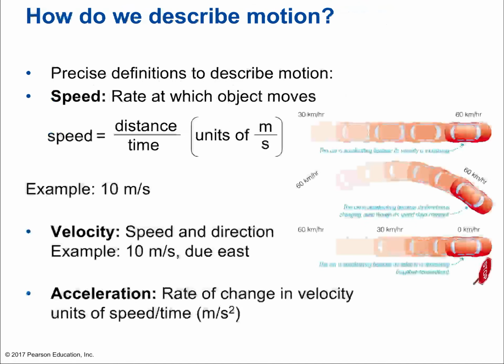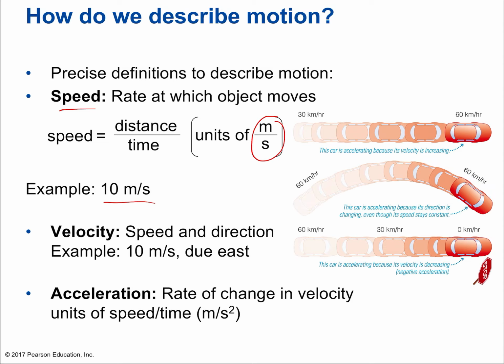So first of all, in order to talk about gravity, we're going to do a quick summary of some other physical terms. All right, so what are they? We have speed. Speed is distance per time, or change in position per time. The units would be meters per second, because distance is measured in meters, time in seconds. Example, 10 meters per second.